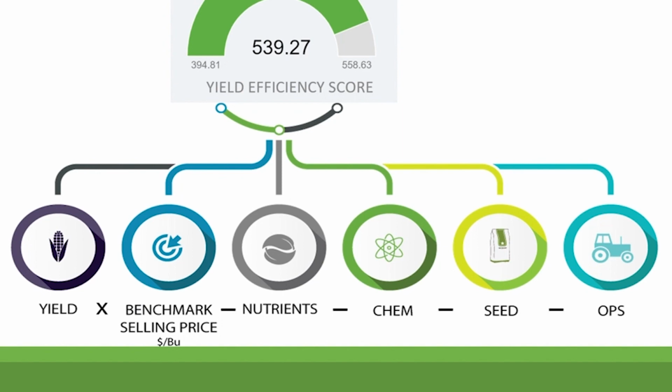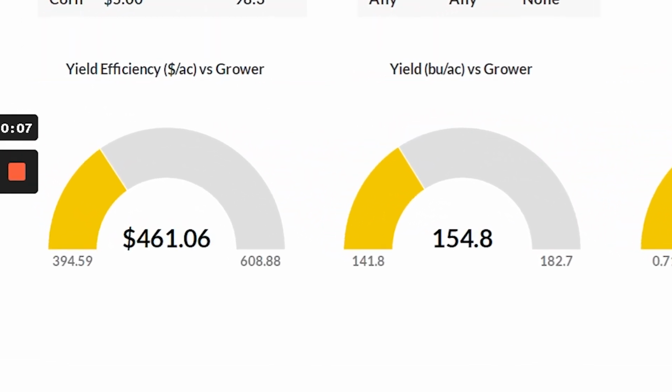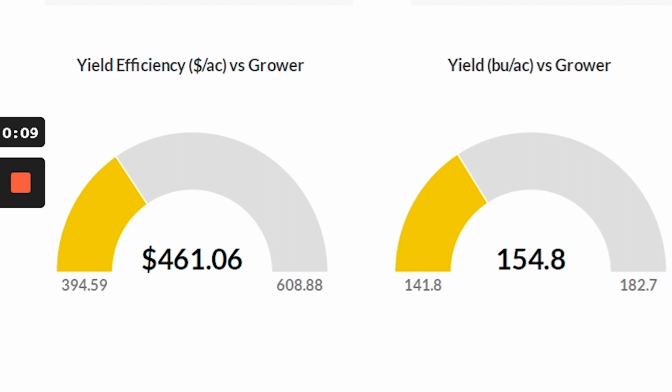MZB Analytics measures success the same way you do, by analyzing your results at the end of the season to see if you increase your profits. Next, let's take a look at a real yield efficiency example. Starting with the yield efficiency gauge on the far left, the numbers at the bottom of the gauge show the yield range. At $5 corn, the lowest field in the group had a yield efficiency rating of $394, and the highest was at $608.